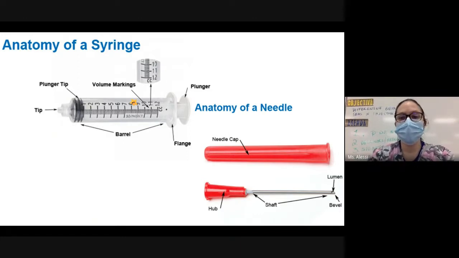So that's your anatomy of a syringe. Make sure absolutely that you draw both. We're not going to memorize the colors with what gauges they are. You guys will get pretty good at that, though, as you're in the facility.